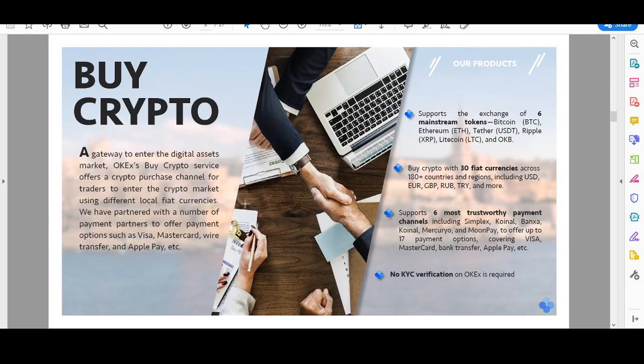So just buying crypto, you can just buy it. One of the things to say: no KYC verification. This could be a good thing or a bad thing. On Coinbase, for legal reasons, you have to provide a lot of information, your driving license, your passport, to get verified authorization.